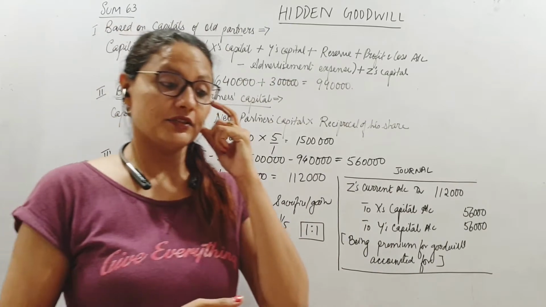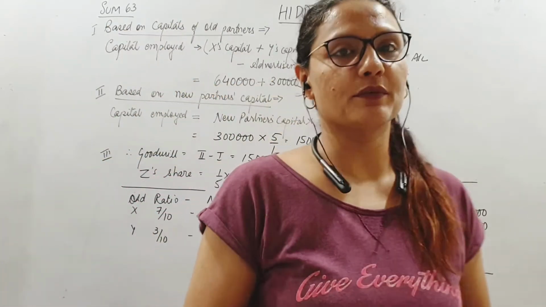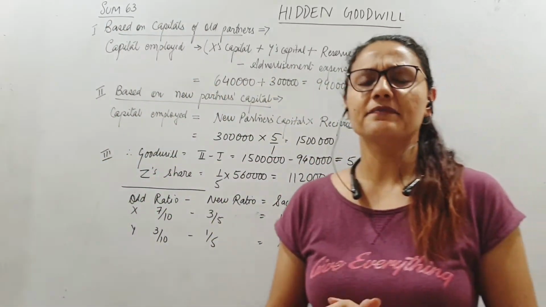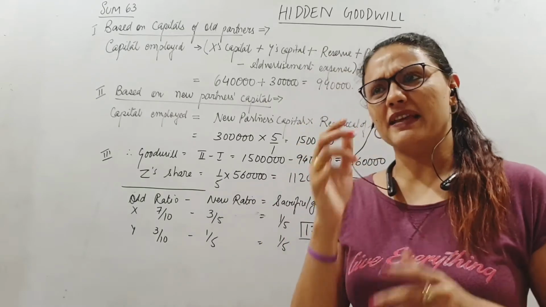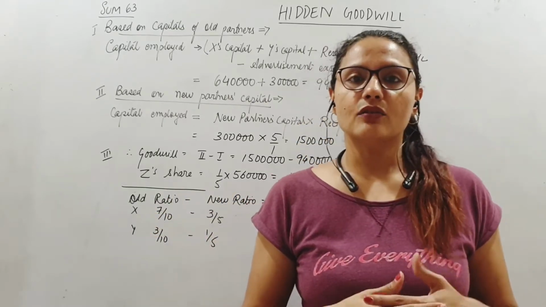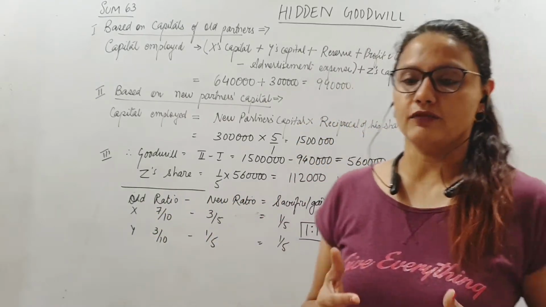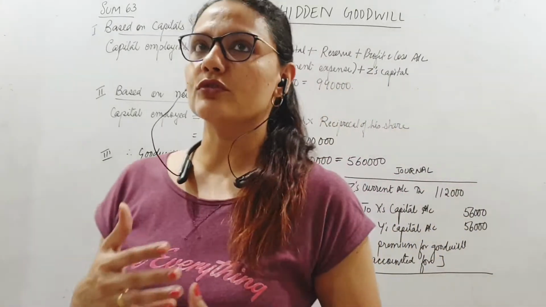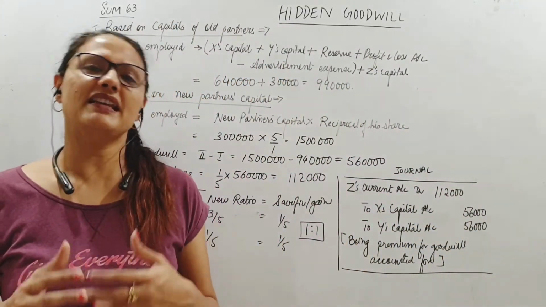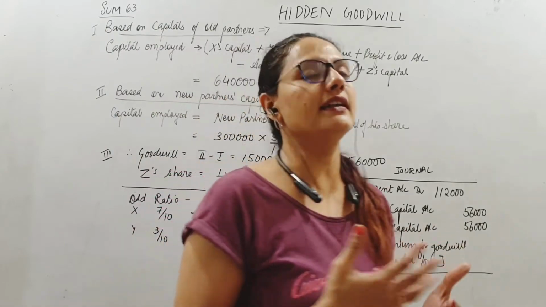And here we are doing one more new subtopic, which is called hidden goodwill. Hidden goodwill is basically goodwill valuation. Goodwill valuation meaning not straightforward. The value of goodwill is basically hidden in the sum.